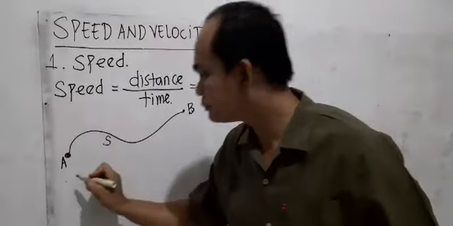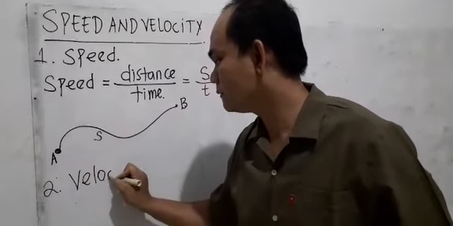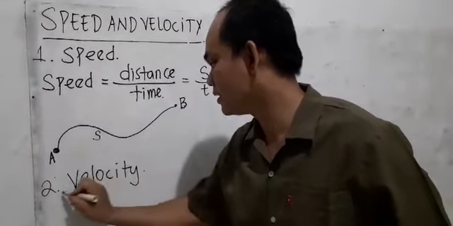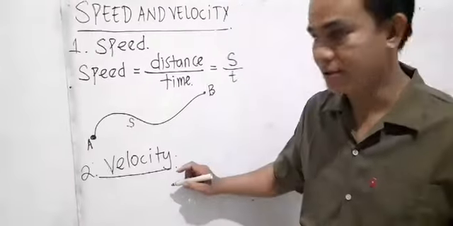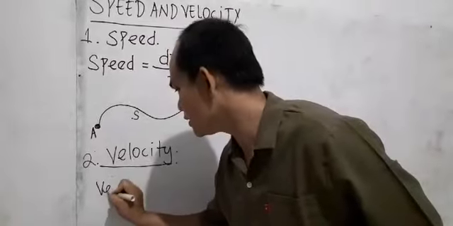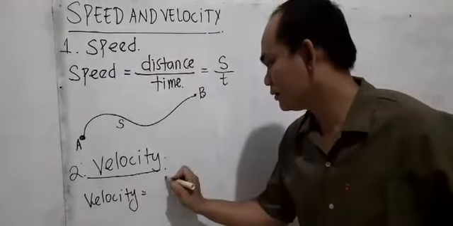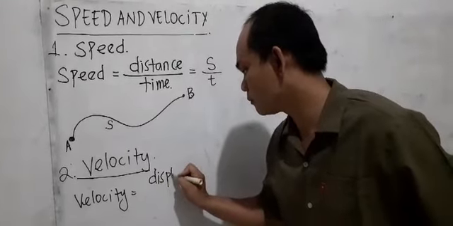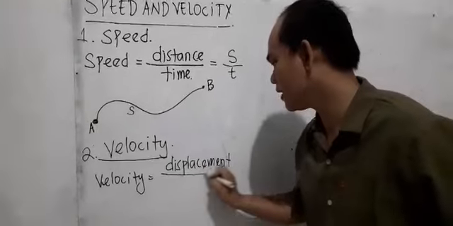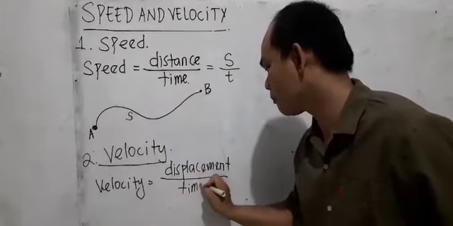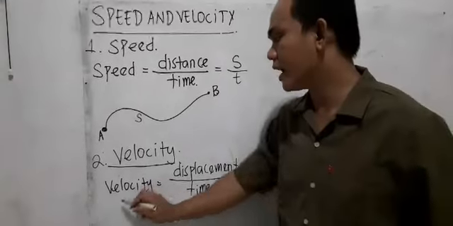But the second one, I told you, is velocity. Velocity has direction and magnitude. The velocity formula is displacement divided by time. So when you divide displacement by time, you will get velocity.